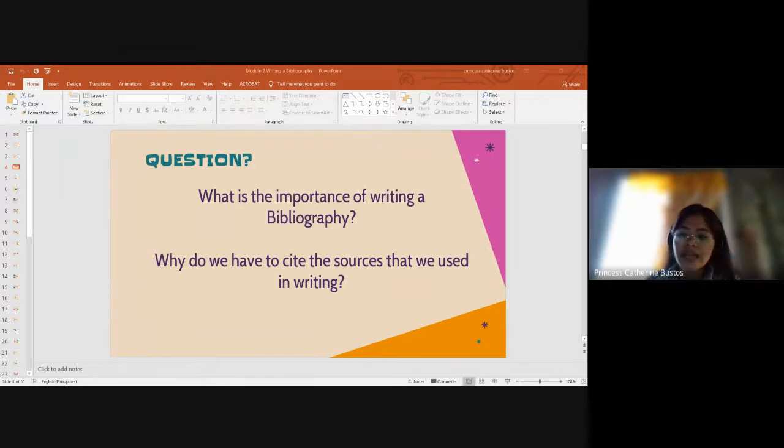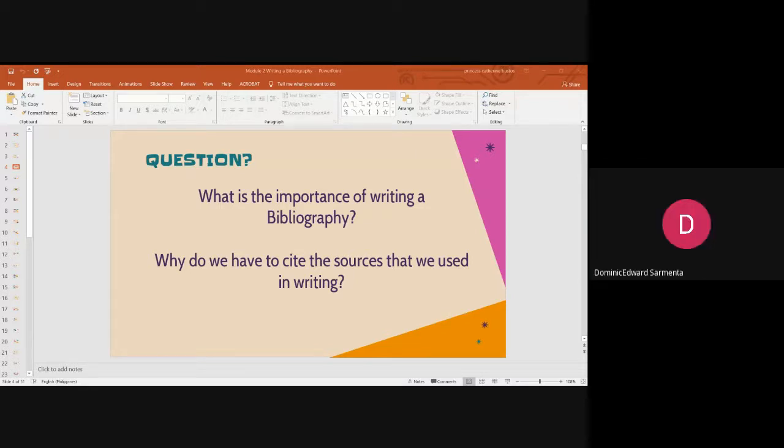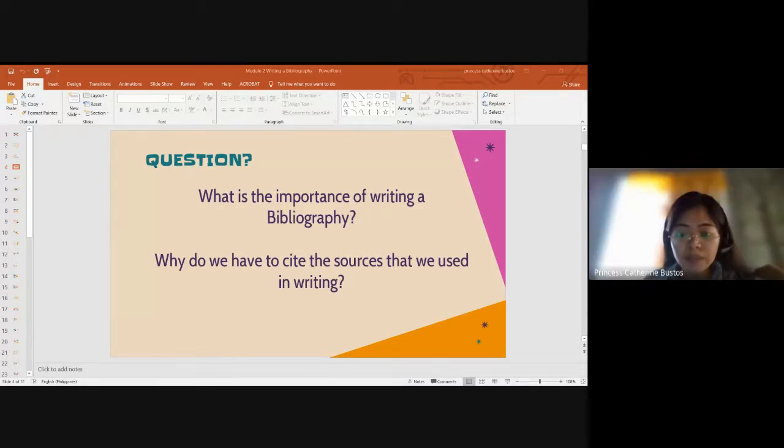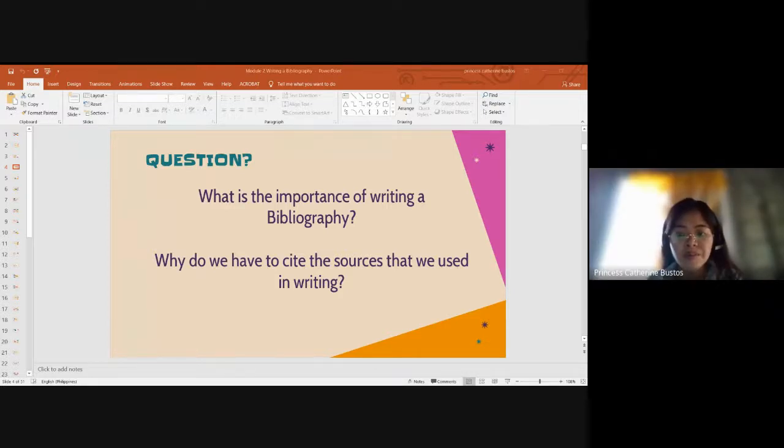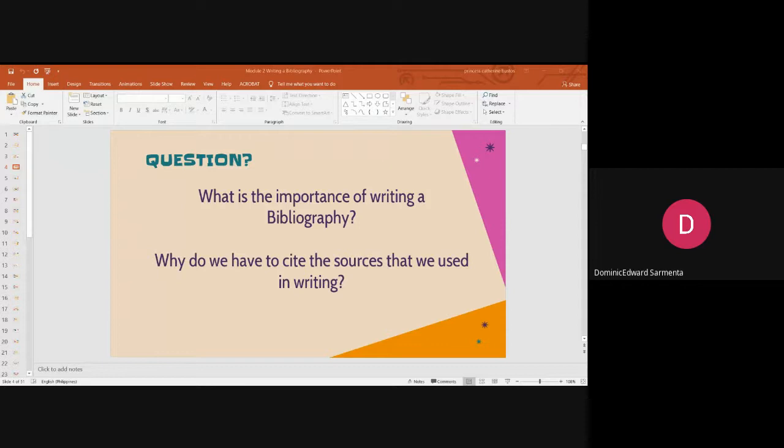Say, for example, I ask you, do you all search in Google? Will you raise your hand if you search in Google? Thank you. Okay, so we are all searching in Google. Now, my question is, is it important to cite your source in your bibliography? Is it important to give credit? Yes, Dominic. Why do you think so? To give credit to the author, so they know that you're not just copying it.